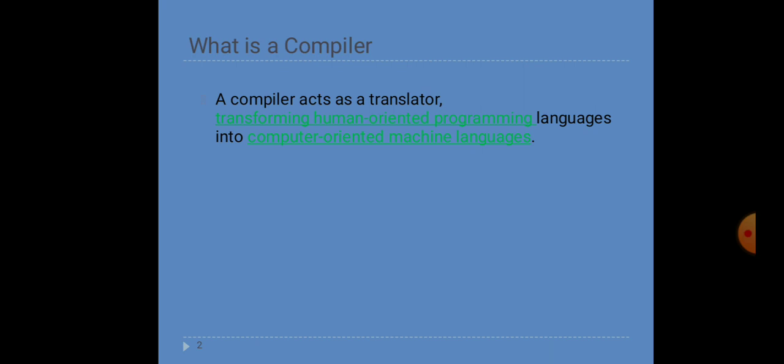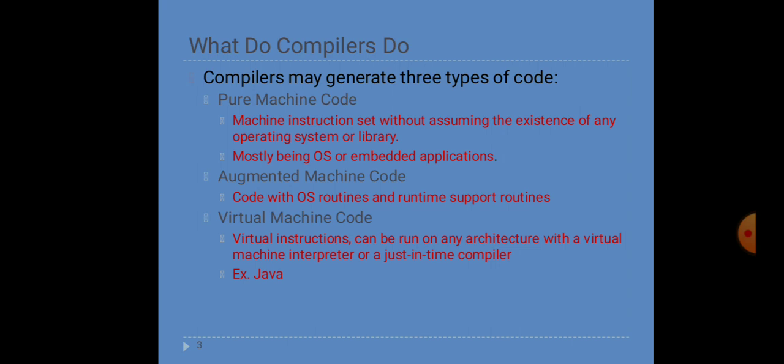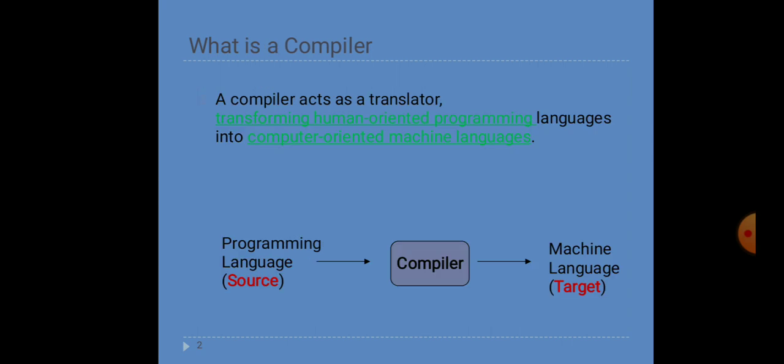A compiler acts as a translator, transforming human oriented programming languages into computer oriented machine languages. It converts human generated coding into machine generated code. Here is the process of what a compiler does. A programming language known as source code is converted by the compiler into machine language known as the target language.